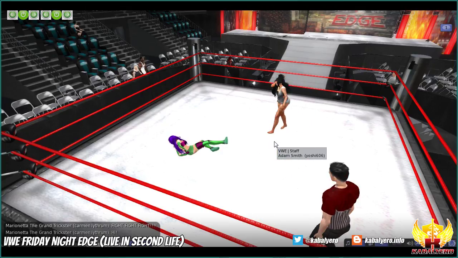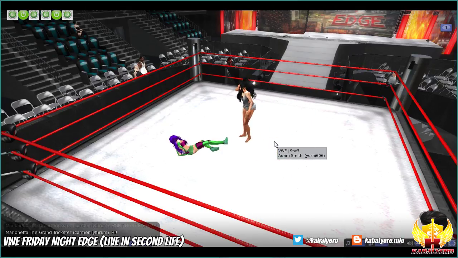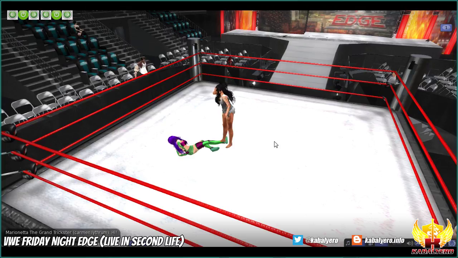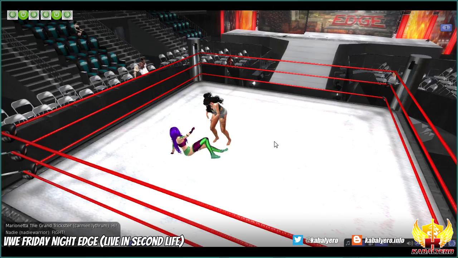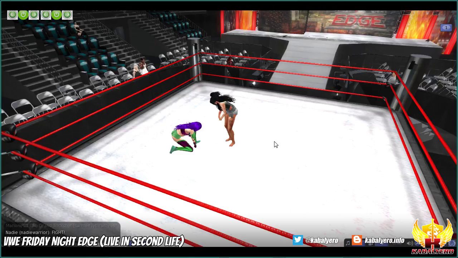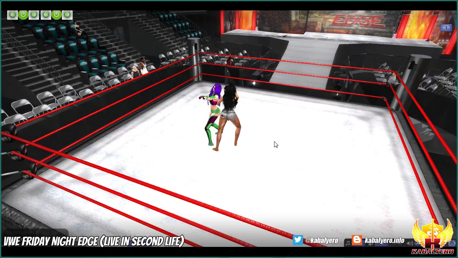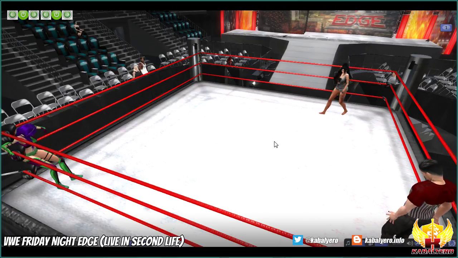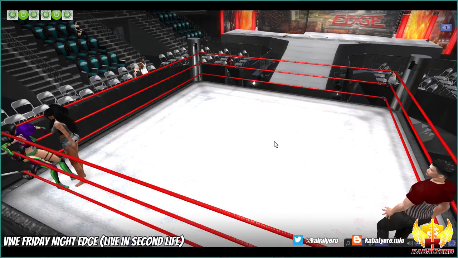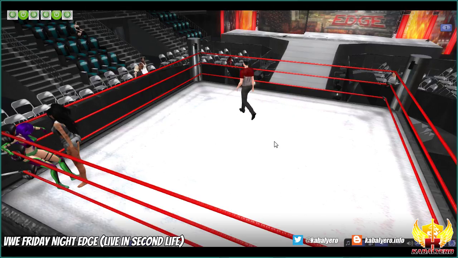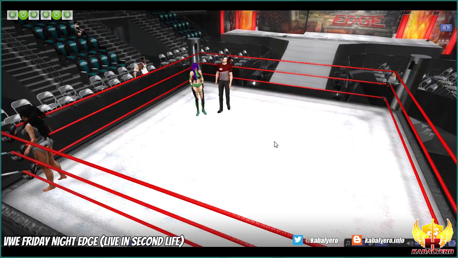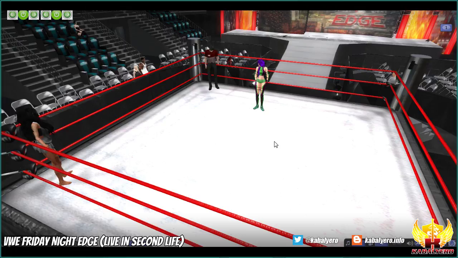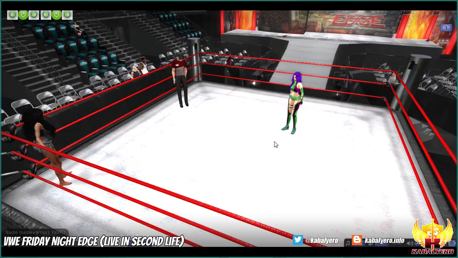Sometimes I just can't speak. They just bump against each other. And Marionetta fell down from that bump. I think that move is called a slingshot. Okay, I think. And then Marionetta rolled out of the way. Nice move.